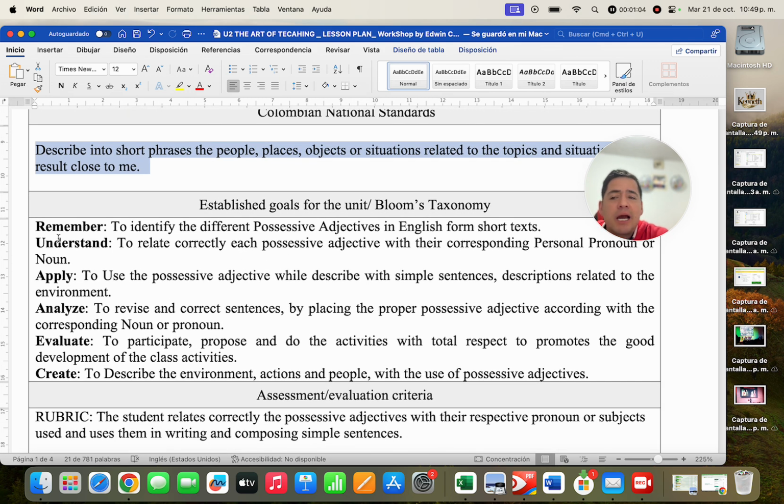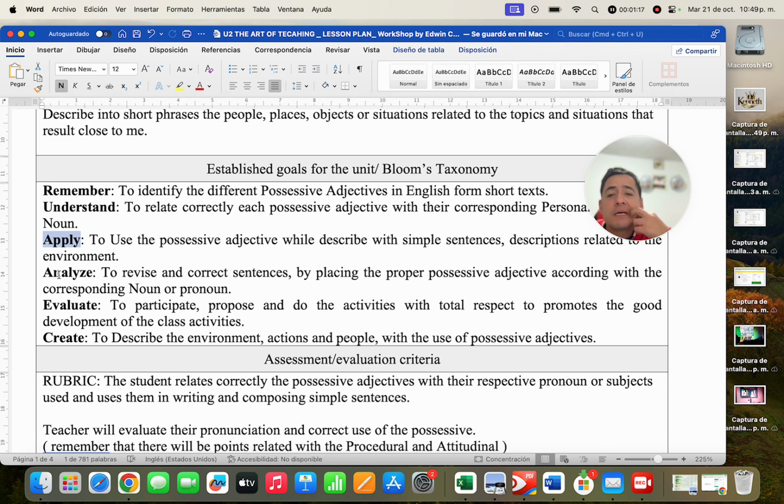From Bloom's taxonomy, I use the six levels. Remember: to identify different possessive adjectives. In the understanding part, to relate correctly each possessive adjective with its corresponding personal pronoun. In the apply part, to use the possessive adjectives while describing, with simple sentences, the environment.